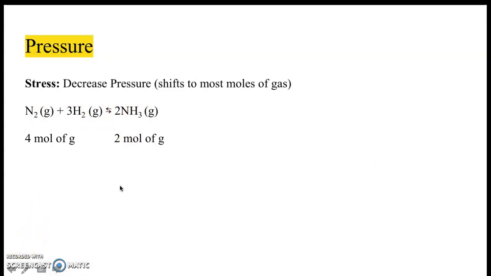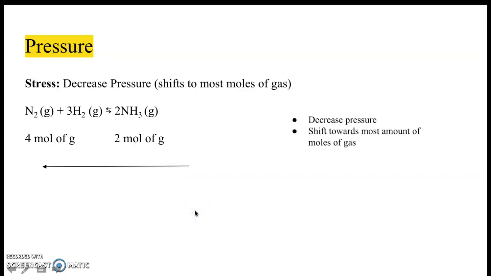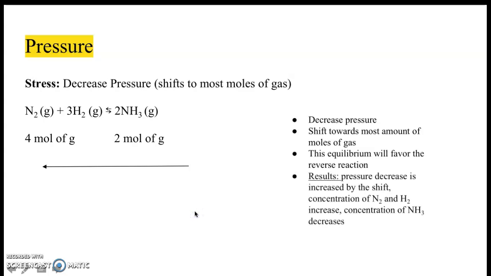And our last slide. So if we decrease pressure, we're going to shift to where there's the most amount of moles of gas. So same equation, Haber process, we have 4 moles of gas. So if pressure is decreased, we're going to experience a left shift towards the most moles of gas produced. Decrease pressure, shift towards the most moles of gas. The equilibrium in this case favors the reverse reaction. Our result is our pressure is increased, concentration of N2 and H2 increase, and our concentration of ammonia will decrease as it is producing N2 and H2.